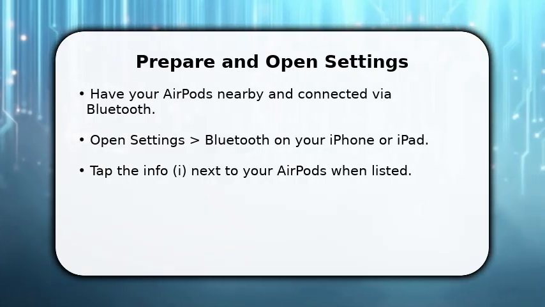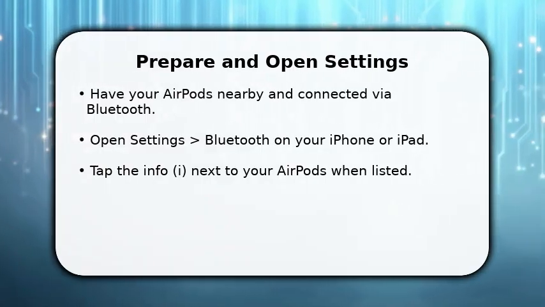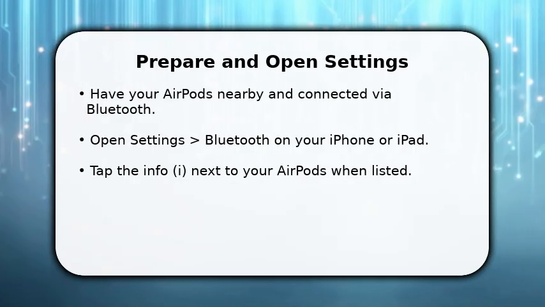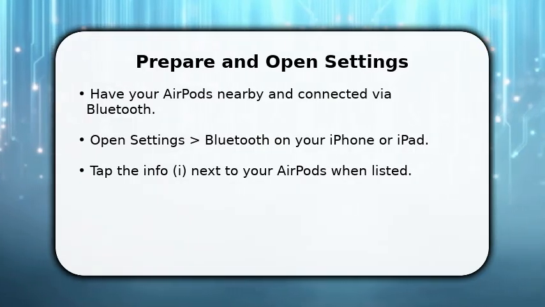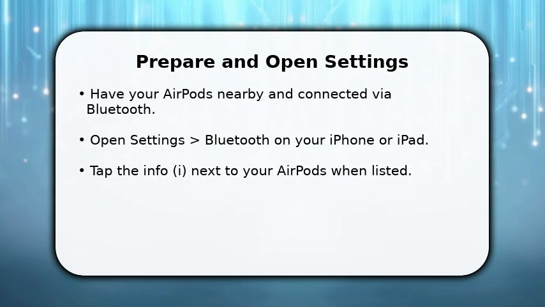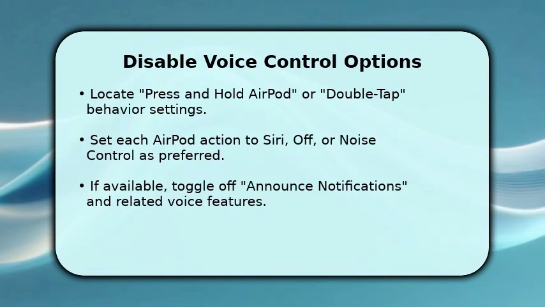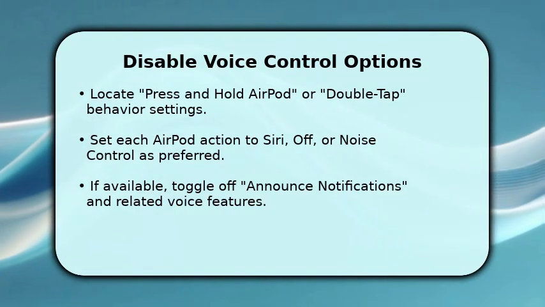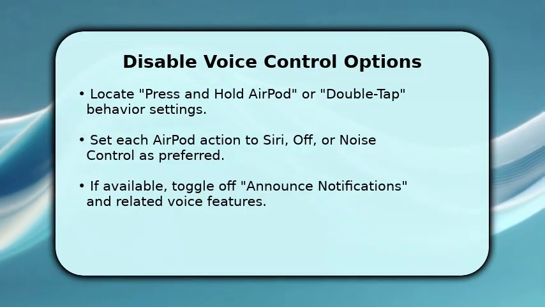Doing this first puts you directly into the right menu rather than guessing where voice control options hide. Make sure both left and right show as connected so changes apply immediately. Now you change the button behavior to stop accidental voice triggers. You'll see settings for press and hold or double tap depending on model.